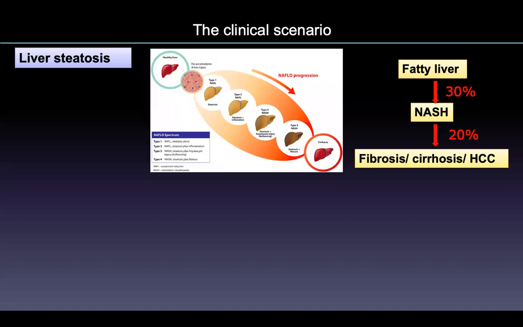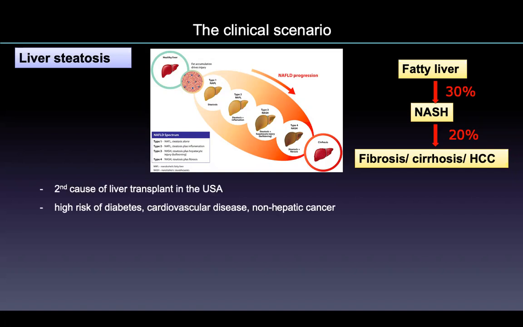NAFLD comprehends a spectrum of disease ranging from simple steatosis to non-alcoholic steatohepatitis, which is defined by steatosis plus inflammation. And it may progress to cirrhosis, liver failure, and those patients may develop HCC. In fact, NAFLD is now the second cause of liver transplant waiting list in the United States.